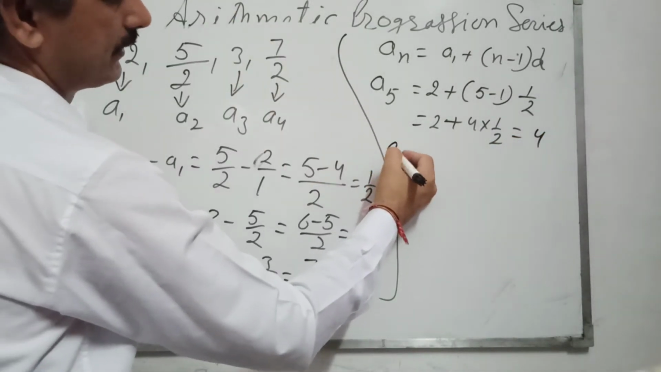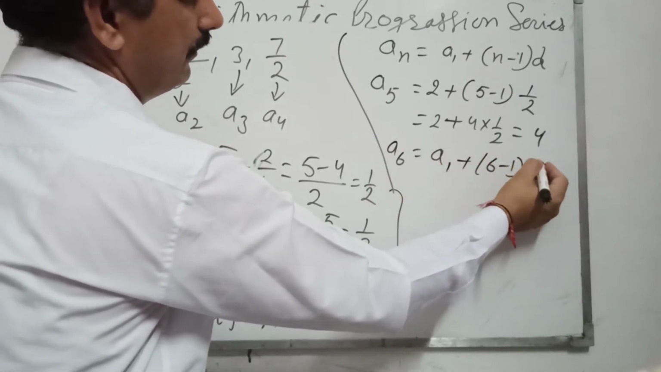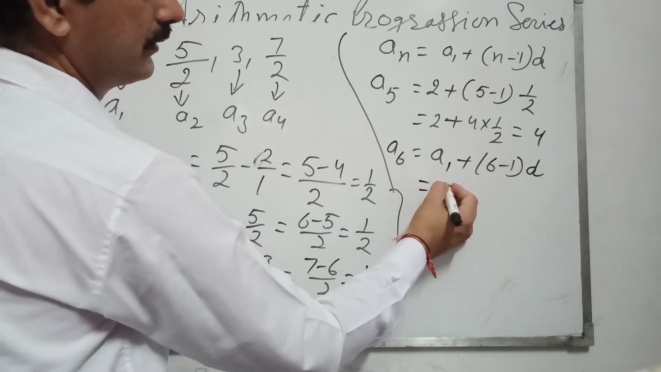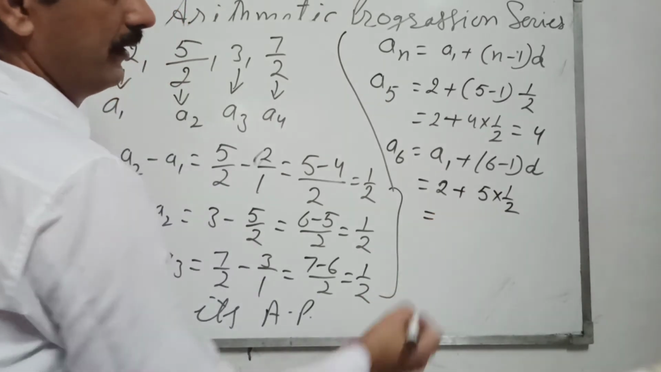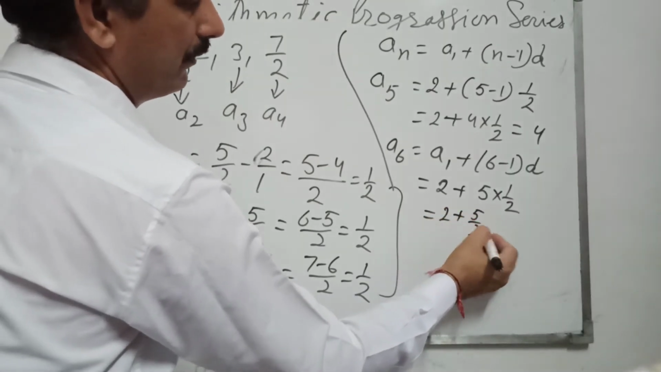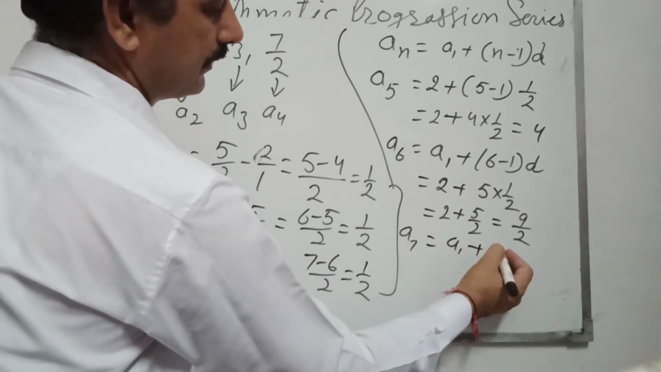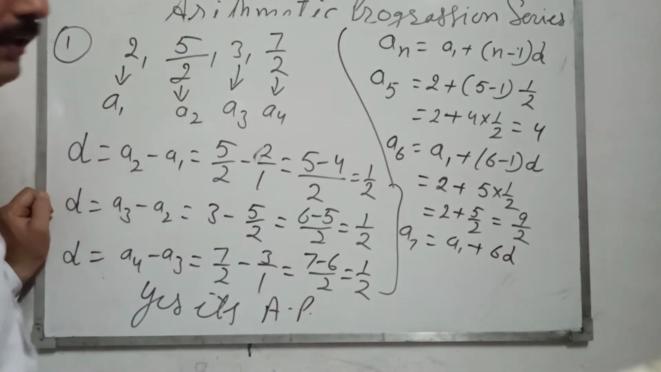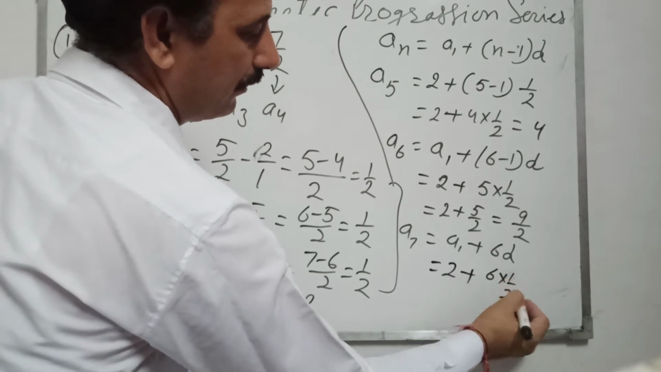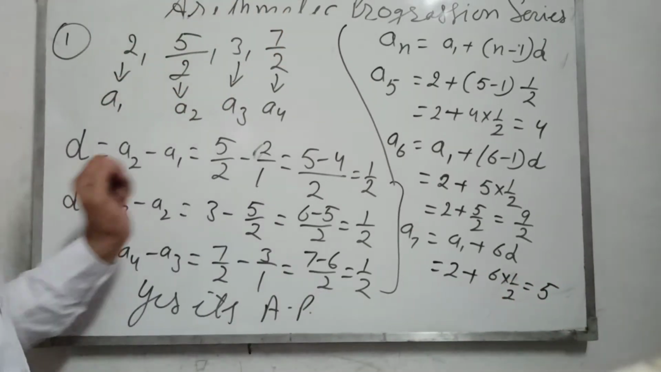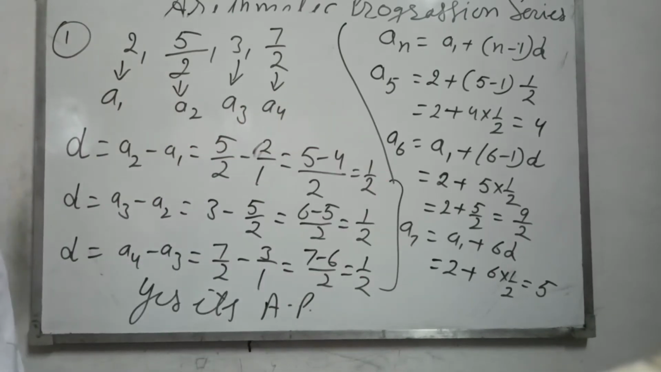Then we find A6. A6 is also written as A1 plus (6 minus 1) into D, right? So A1 is 2, plus 5 into 1 upon 2. So you get 2 plus 5 upon 2, you get 9 upon 2. Then we find A7, that is A1 plus 6D. Directly we can write 2 plus 6 into 1 upon 2, and you get 5. So in such a way we have to find A5, A6, A7.